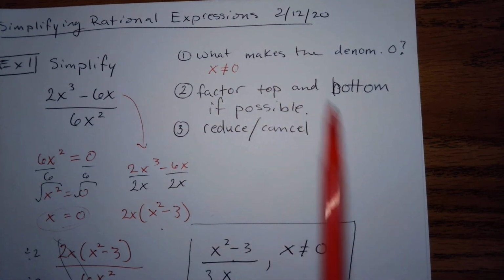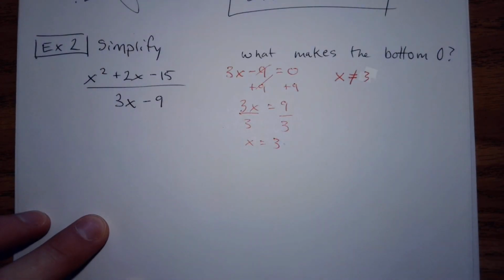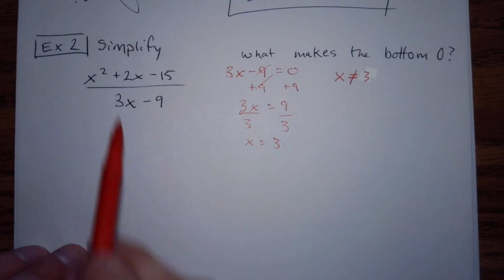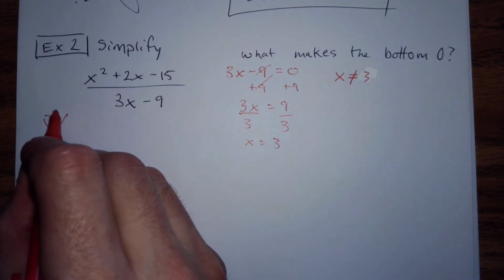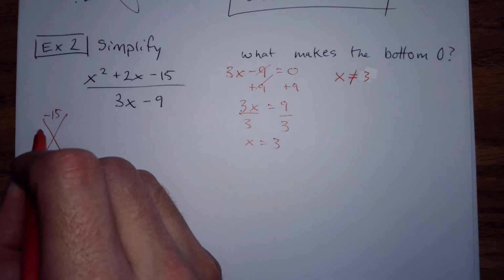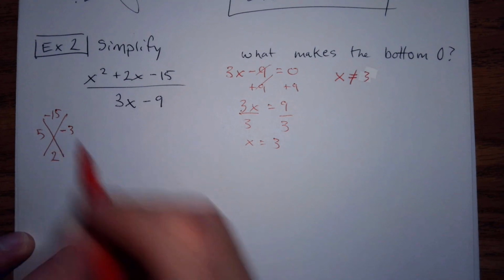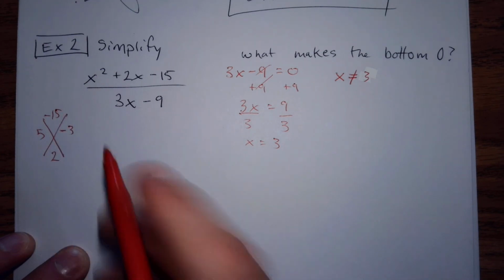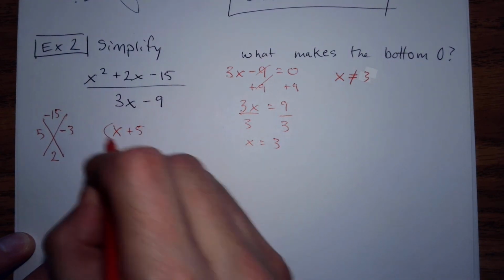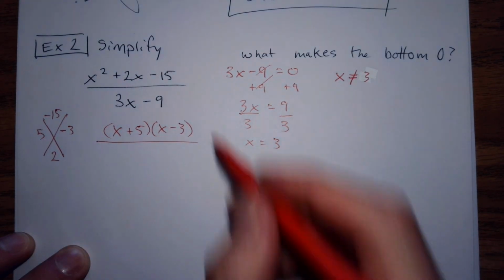Second step is to factor top and bottom if possible. So factoring the top, I'm factoring them separately. So I'm doing like 2 separate problems here. When I factor the top, I would have a negative 15 and a positive 2. That would be 5 and 3, except for the 3 is negative. There's no coefficient in front of x squared except for just 1. So I can just write x plus 5, x minus 3. That's the top factored.